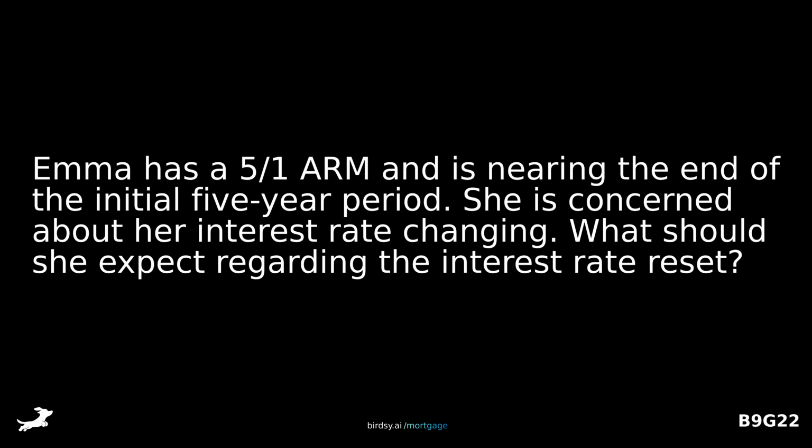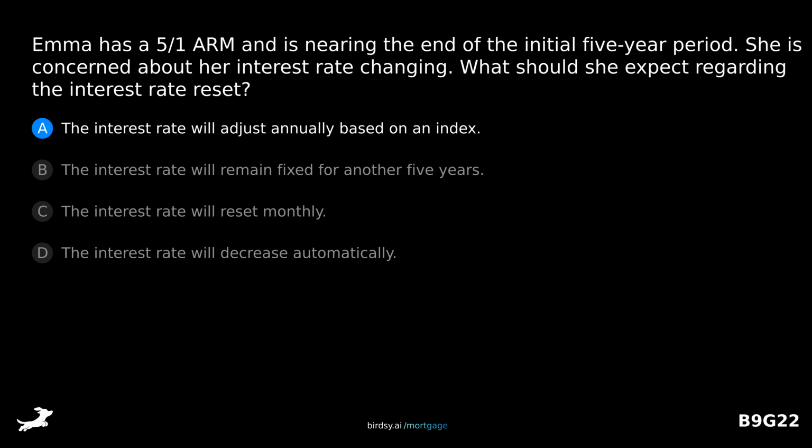Emma has a 5-1 ARM and is nearing the end of the initial 5-year period. She is concerned about her interest rate changing. What should she expect regarding the interest rate reset? Is it A, the interest rate will adjust annually based on an index? B, the interest rate will remain fixed for another 5 years? C, the interest rate will reset monthly? Or D, the interest rate will decrease automatically?